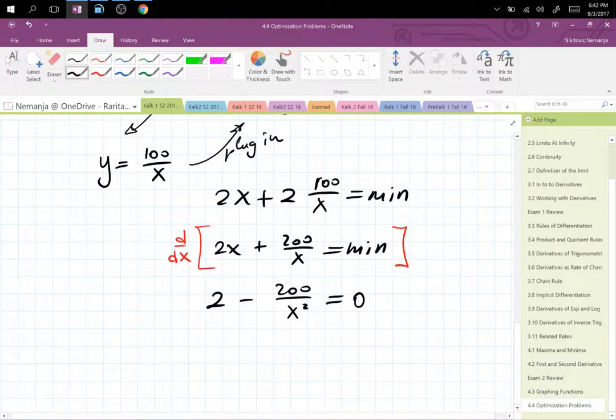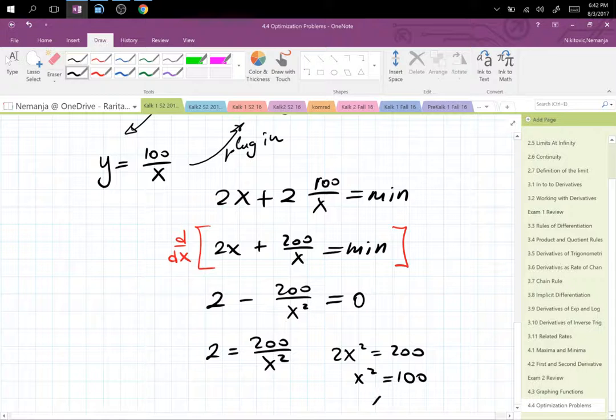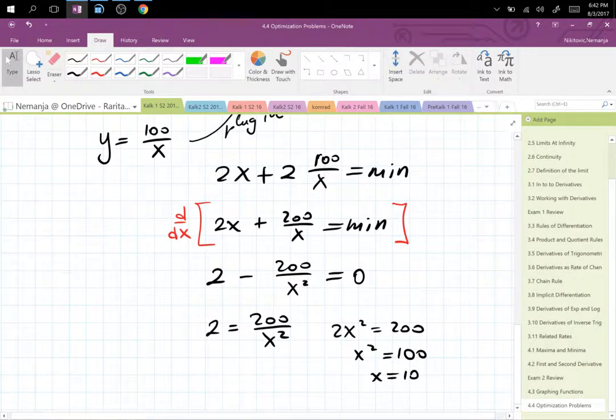Solve this equation. So move the other side, right? And then 2x squared is equal to 200. x squared equal to 100. x equals 10. So what did we get? 10, 10. So what is the rectangle that gives us the minimum perimeter? It's a square, 10 by 10.